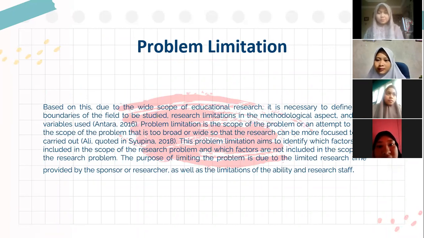Problem limitation is the scope of the problem, or an attempt to limit the scope of the problem. If it is too broad or wide, the research can be more focused when it is carried out. This limitation aims to identify which factors are included in the scope of the research problem and which factors are not included. The purpose of limiting the problem is due to the limited research time provided by the sponsor, limited resources, as well as the limitation of the ability of the research staff.